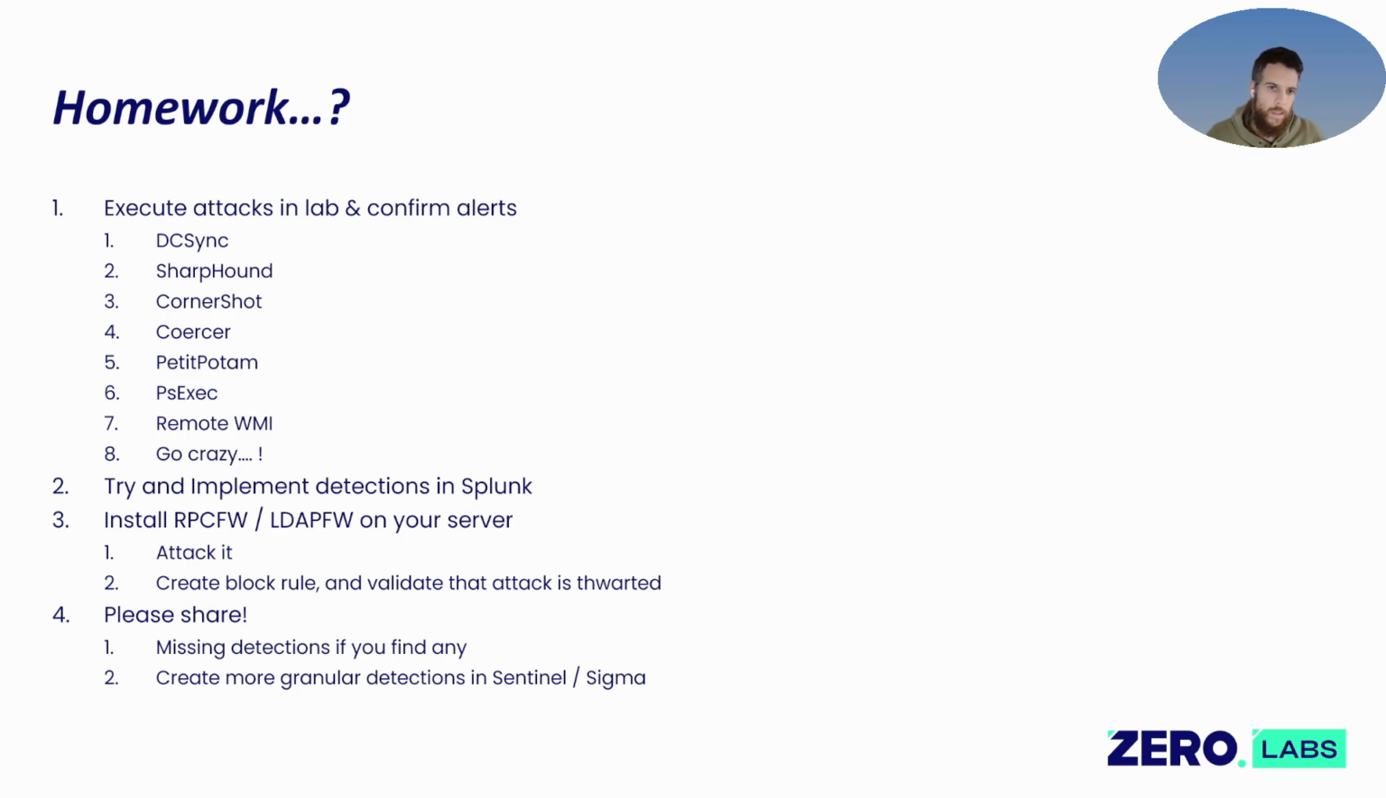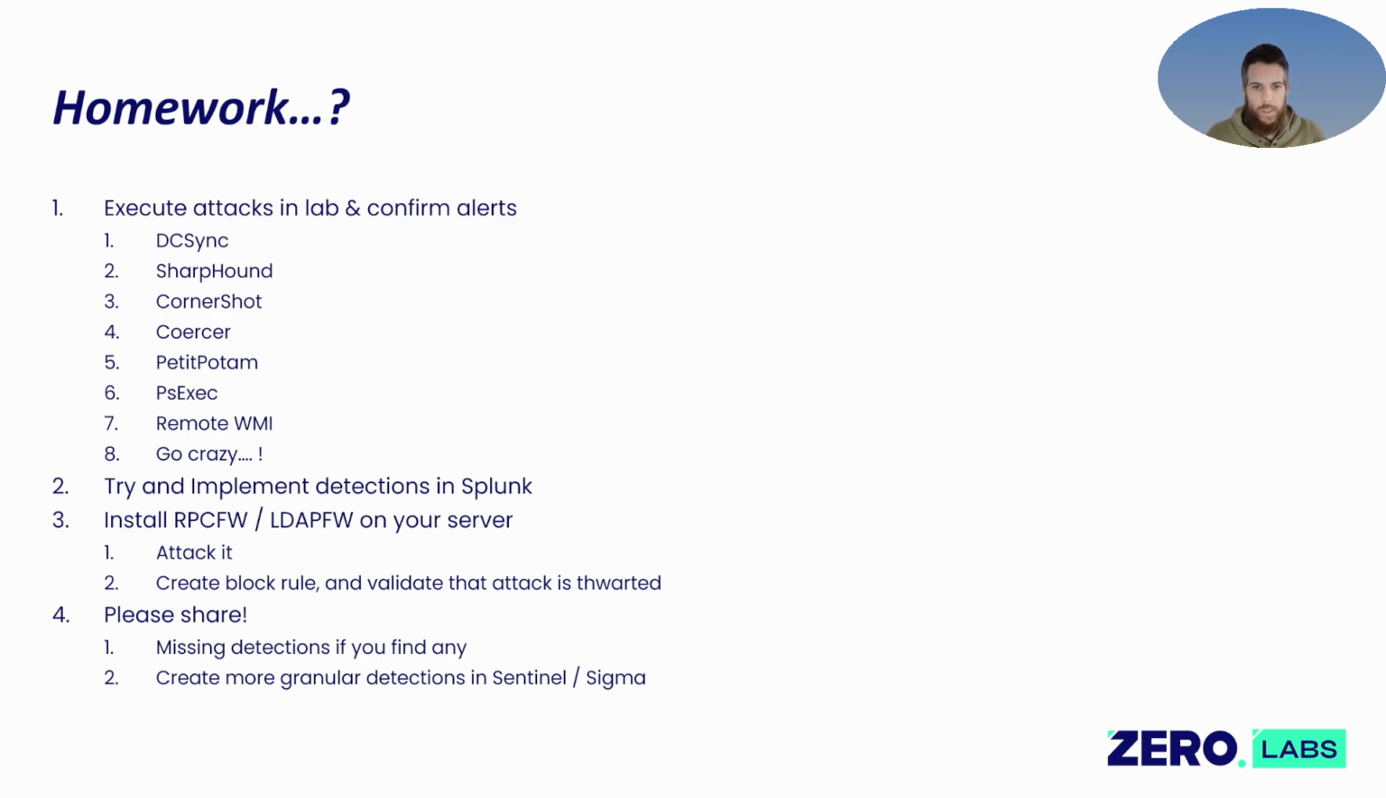So you can try to do DCSync, SharpHound, Coercer, PsExec, evil GPOs. There's a bunch of different things you can do. There are many tools out there that use RPC and LDAP, and this is a nice way to actually run them and better understand what they're doing behind the scenes. What do the RPC calls look like? What does the LDAP query look like? That's a really good way to get to know these tools better.